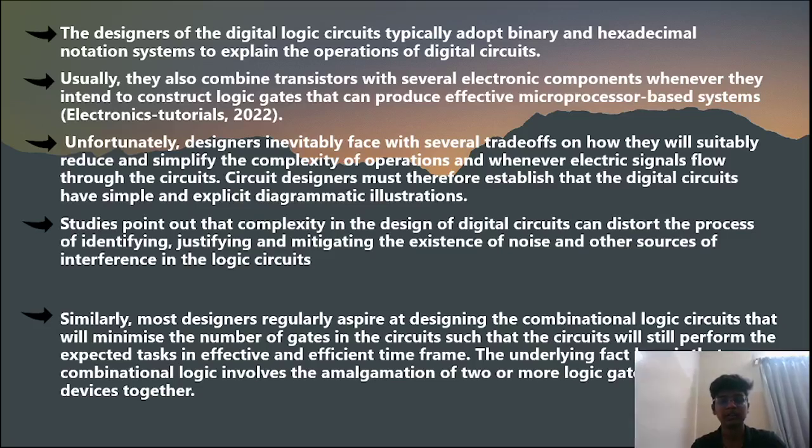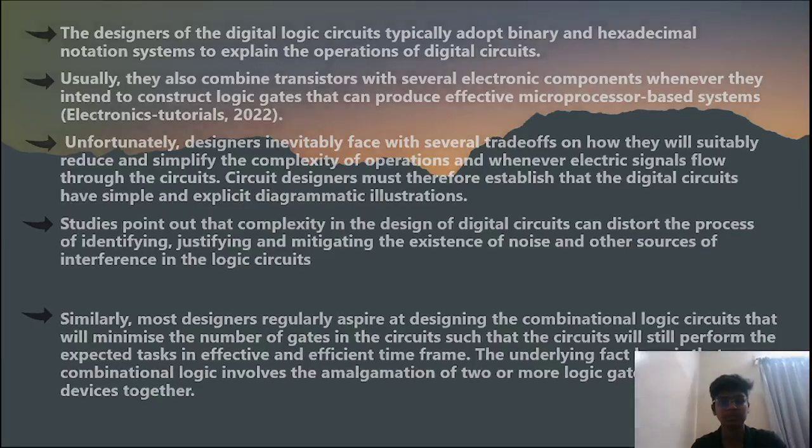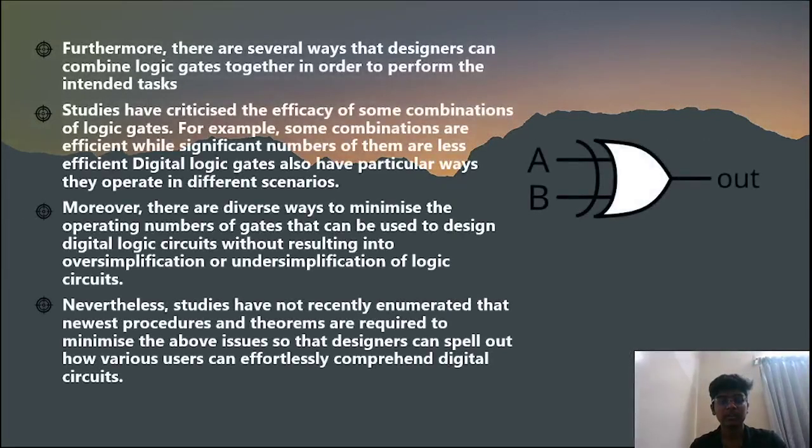The underlying fact here is that combinational logic involves the amalgamation of two or more logic gates and some basic devices together. Further, there are several ways that designers can combine logic gates together in order to perform the intended task. Studies have criticized the efficiency of some combinations of logic gates. For example, some combinations are efficient while significant numbers of them are less efficient. Digital logic gates also have particular ways they operate in different scenarios.